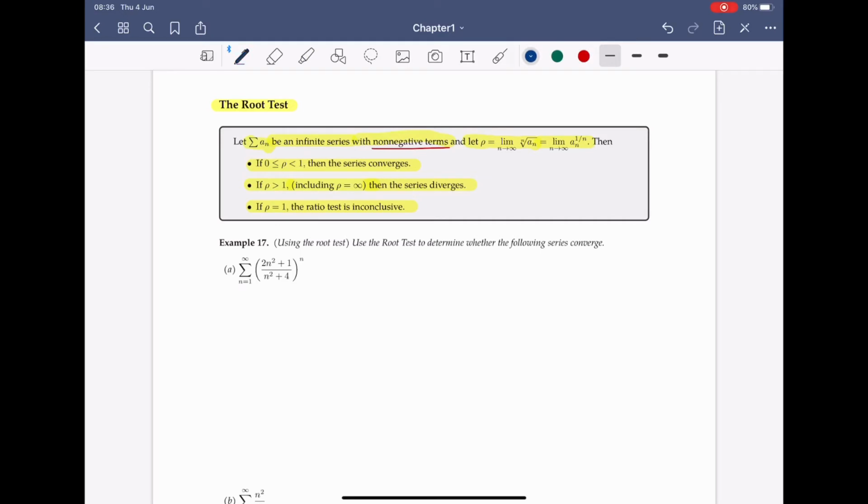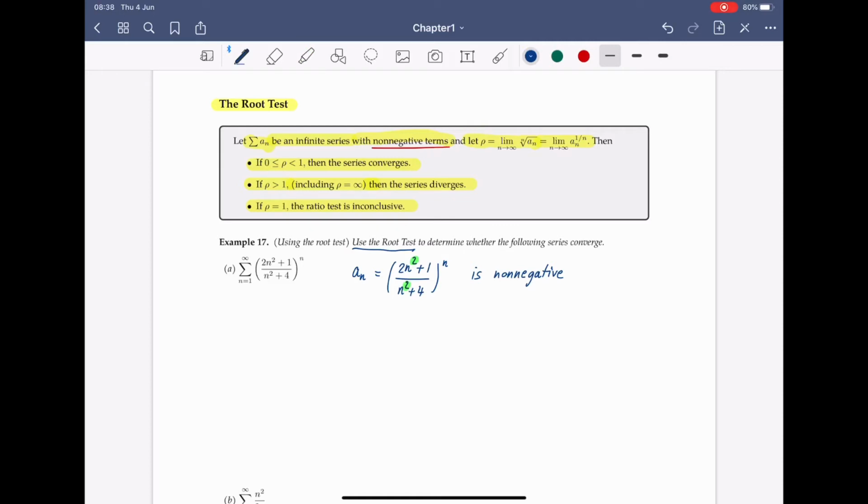All right, so let's do an example. Start with example 17. We want to use the root test to check the convergence of this series. So part A, I have this thing. We're going to let a_n be ((2n squared plus 1) over (n squared plus 4)) raised to the n power. And then you can see that a_n is always non-negative, right? Because you have n squared here, which is always positive, in 2n squared plus 1 and n squared plus 4. So this thing is always non-negative.